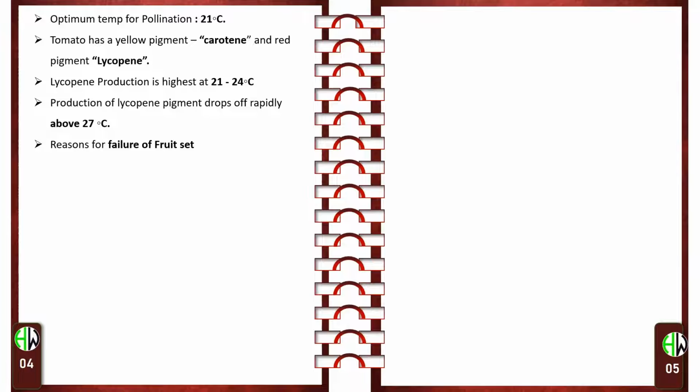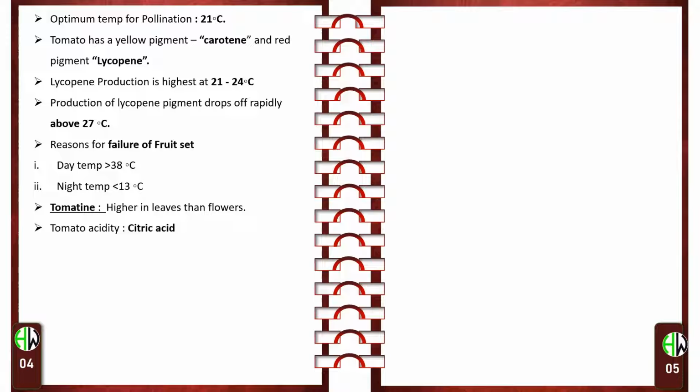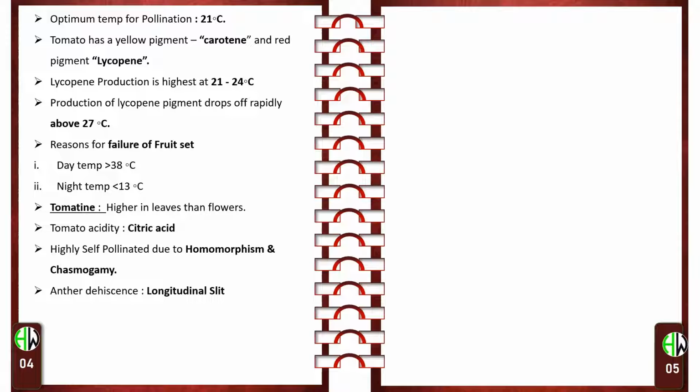Next, reasons for failure of fruit set are day temperature more than 38°C and night temperature less than 13°C. Then, tomatine content is higher in leaves compared to flowers. Tomato acidity is due to citric acid. Tomato crop is highly self-pollinated due to homomorphism and chasmogamy. Anther dehiscence occurs in longitudinal slit.